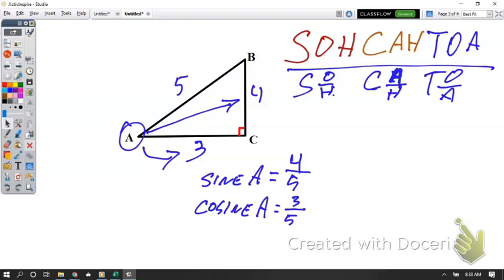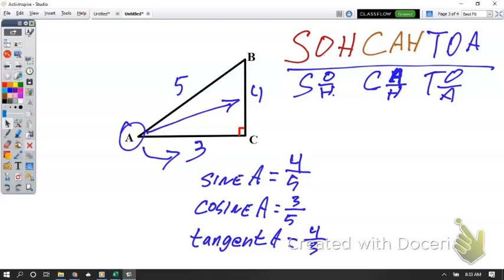And then the tangent of angle A. I have no idea why this one is in lowercase and the other one uppercase, but that's just the way it ended up, whatever. Okay, tangent of angle A is opposite, which is 4, over adjacent leg, which is 3. And that's all there is to it.